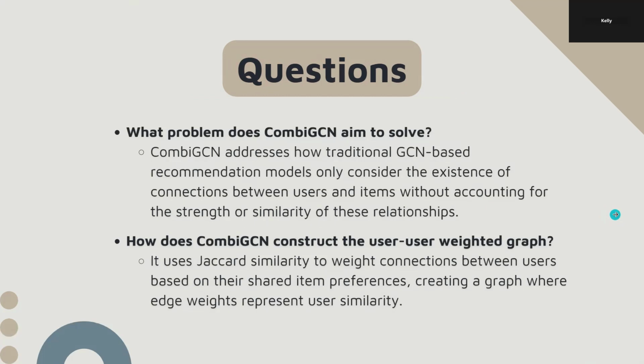And the second one is: how does CombiGCN construct the user-user weighted graph? It uses Jaccard similarity to weight connections between users based on their shared item preferences. So it creates a graph where each weight represents user similarity.